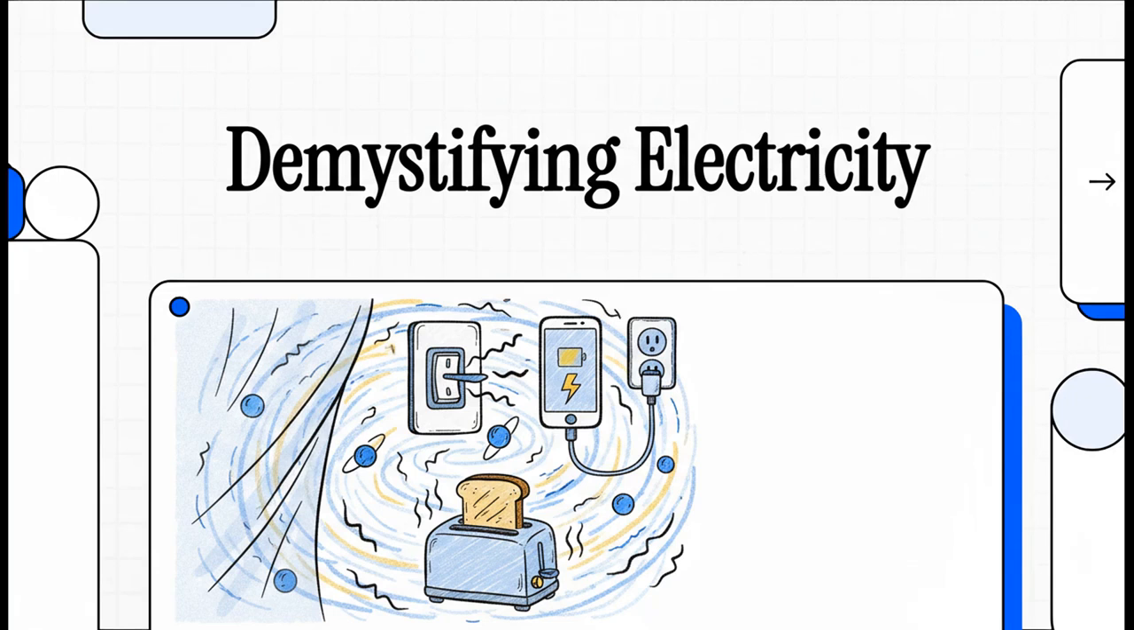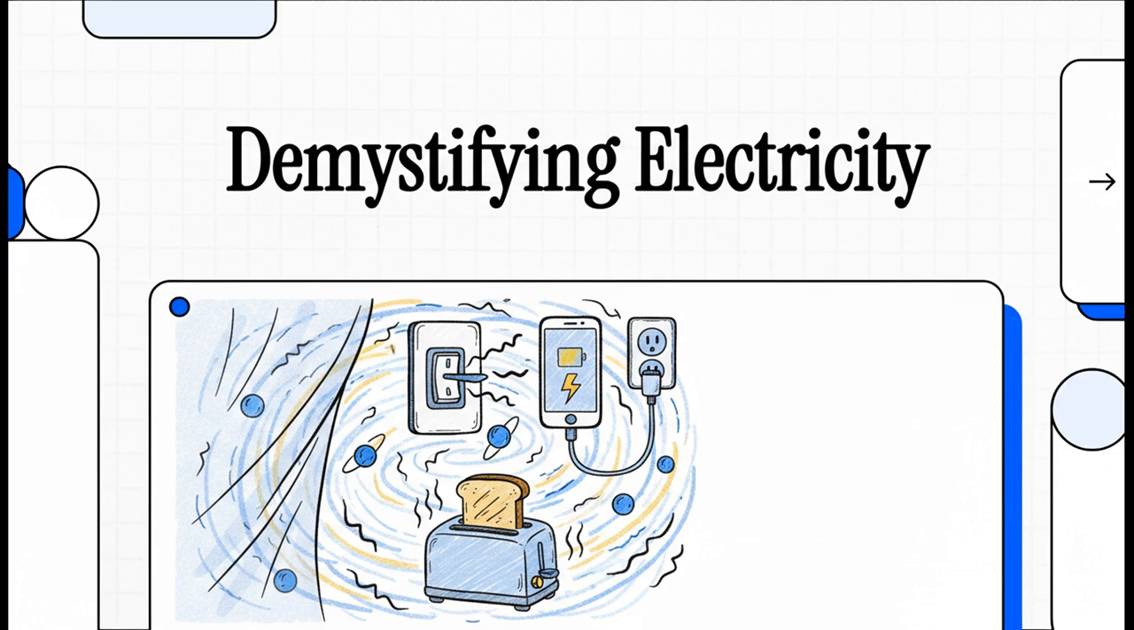You flip a switch, charge your phone, make some toast. We're using electricity all day, every day. And let's be honest, for most of us, it might as well be magic. But it's not. Today, we're going to pull back the curtain on what's really happening inside all those wires. It's simpler and, frankly, a lot weirder than you might think.